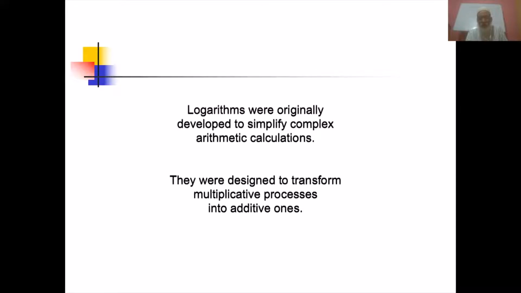Okay, the logarithms were originally developed to simplify complex arithmetic calculation. Complex arithmetic calculation means numbers with so many digits. They were designed to transform multiplicative processes into additive ones. Okay, how do we convert multiplication into addition and division into subtraction?